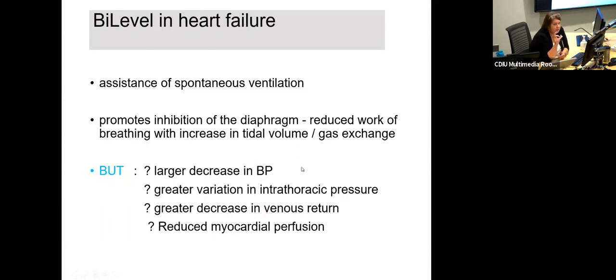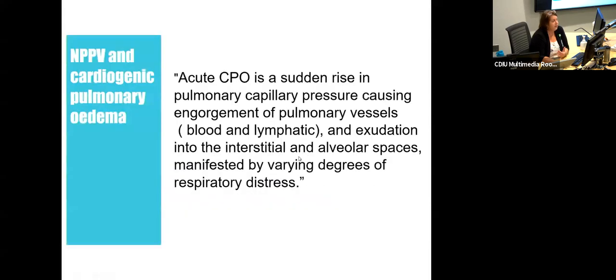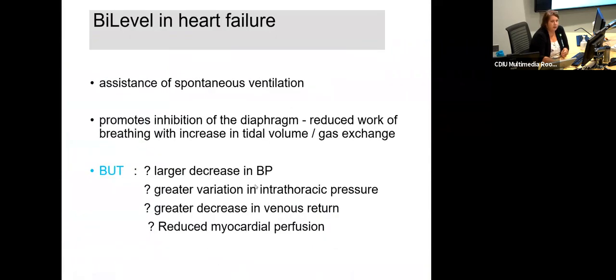Okay, but the bigger the differential, the bigger the difference in pressure, the bigger the delta, the more that's going to affect your blood pressure. You're going to get greater variability in your intrathoracic pressure. You're going to get greater variability and greater decrease in your venous return. And hopefully what you don't get is a reduced myocardial perfusion.